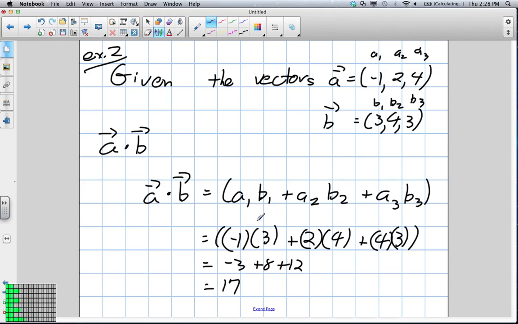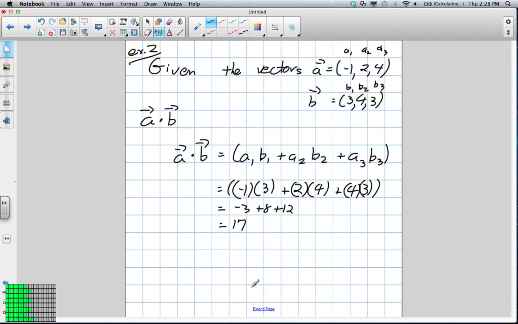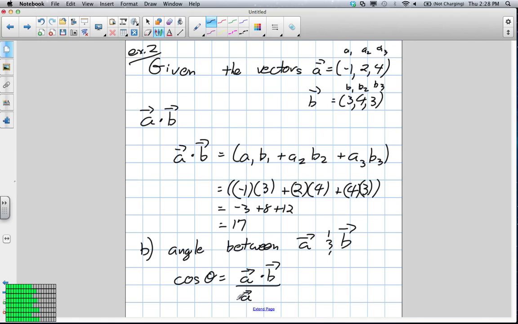Now, from there, they may ask us, let's say part B is, determine the angle between vector A and B. Okay. Well, remember we had that formula. When solving for the angle, we do cos theta is equal to the dot product of A and B divided by the absolute value of A and the absolute value of B.